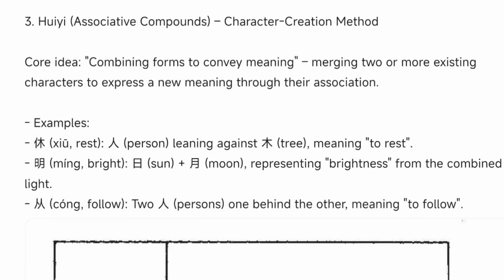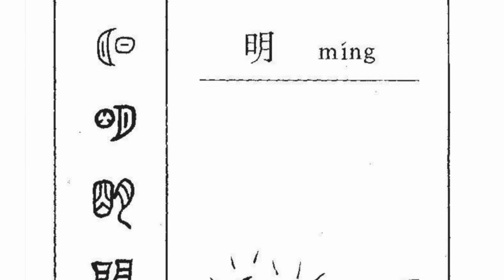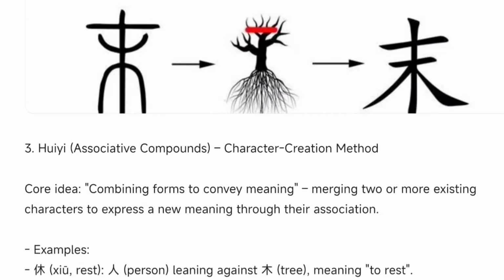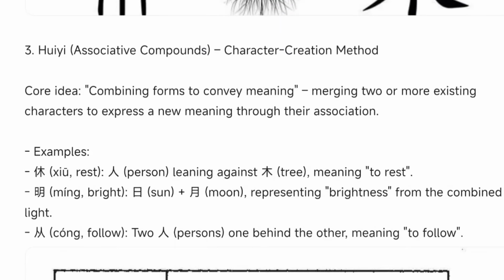You can see it consists of two parts. The first one is person, 人, and leaning against a tree, 木, which means rest. And here you can see the picture. It's just like a person leaning against the tree. So 休息的休, rest, 休. And the second character is 明, which means bright.